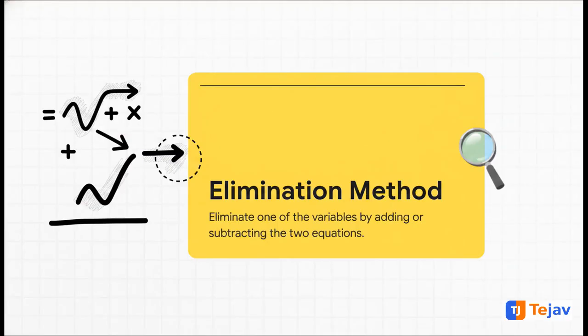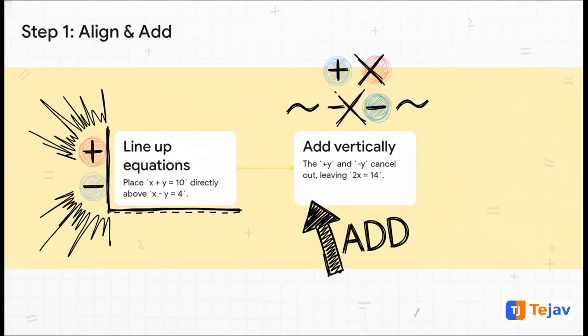So the whole game plan here is totally different. We're not going to be swapping anything. Nope. The goal this time is to make one of the variables just disappear, vanish, right from the get-go, just by smashing the two equations together. Okay, just watch this. It's almost like magic.